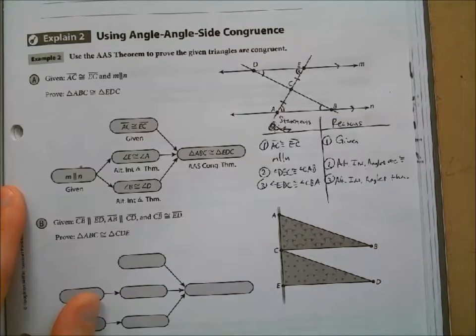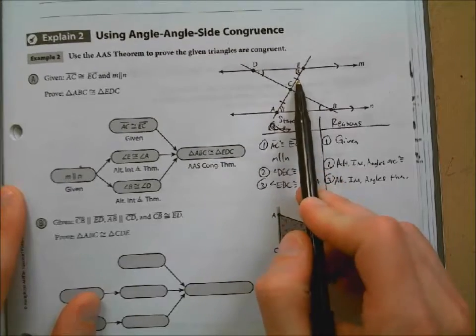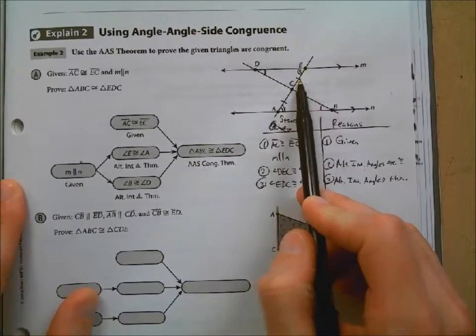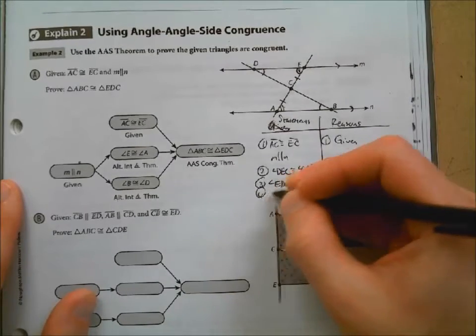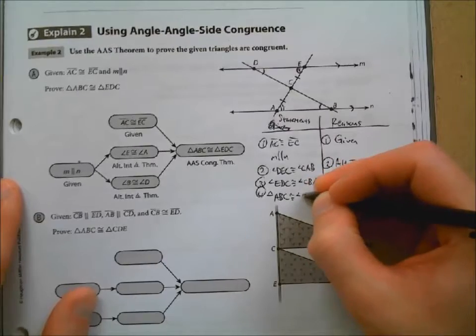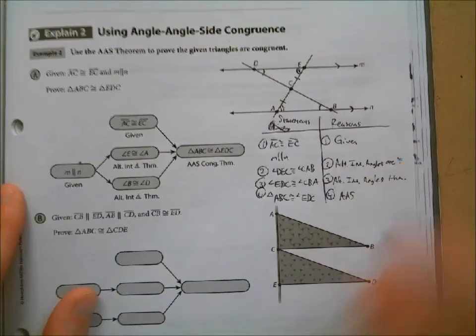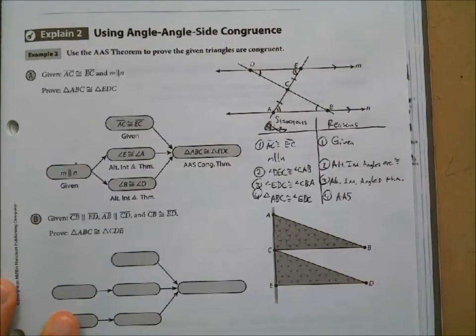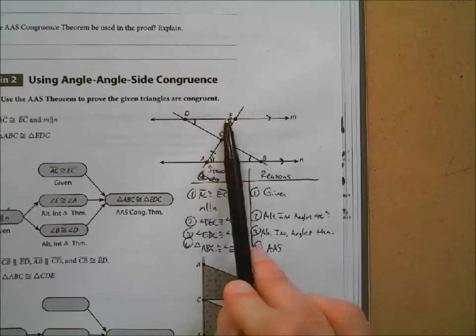And if you look at it, we have two angles and the non-included side, right? Two angles and a non-included side. So we're done. The two triangles are congruent. Triangle ABC is congruent to triangle EDC by angle, angle, side. You can see it right there. Angle, angle, side, congruent to angle, angle, side.